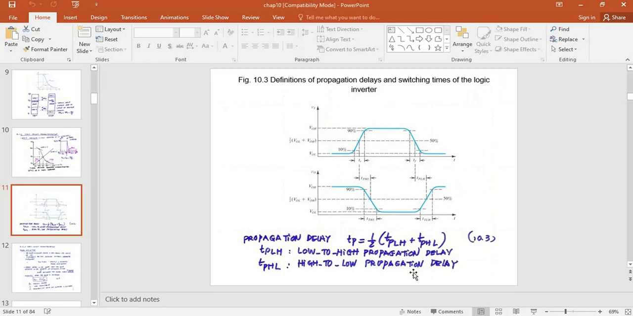From the PowerPoint presentation, you will notice that it is VOL plus VOH divided by 2. We can assume that VOH is 3.3 and VOL is 0. So 0 plus 3.3 divided by 2 would be 1.65. That would be the 50% level. So we need to get the time at that point, both for our input and output.